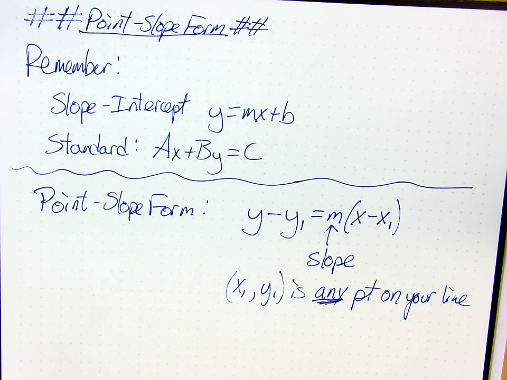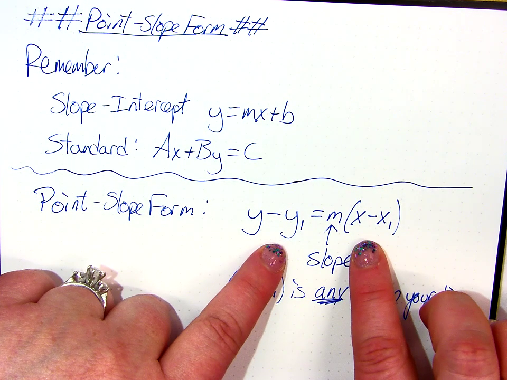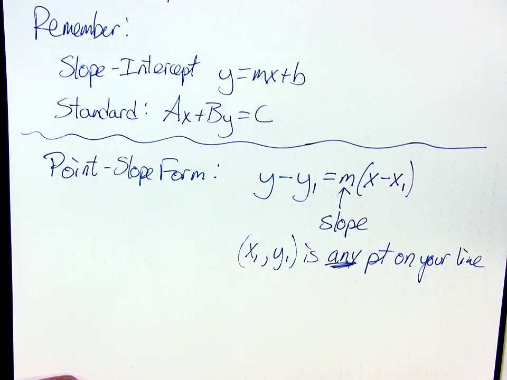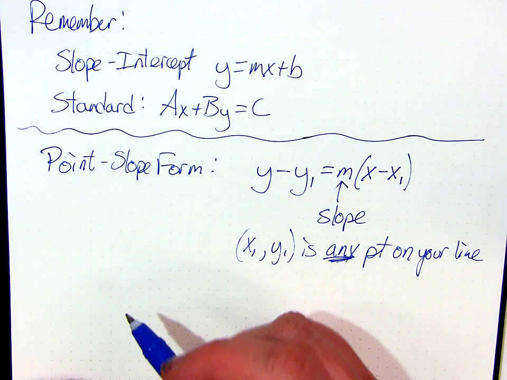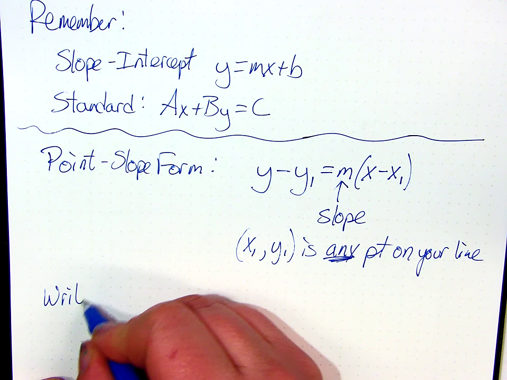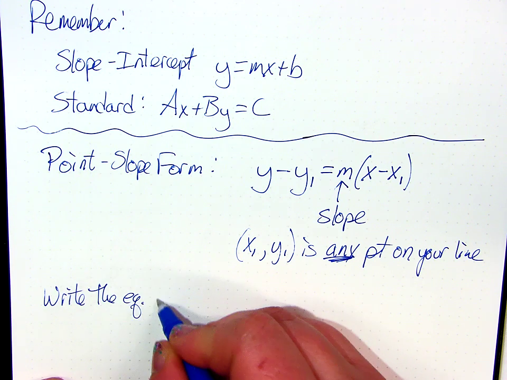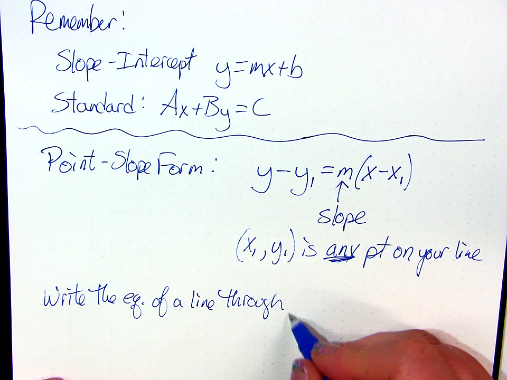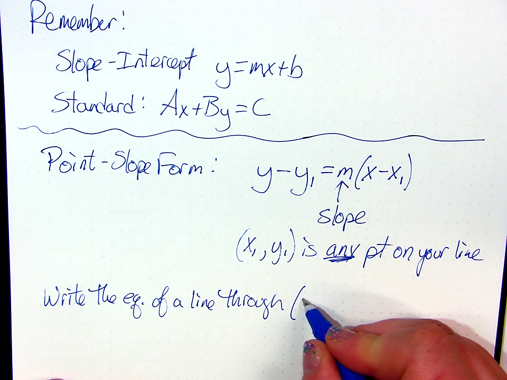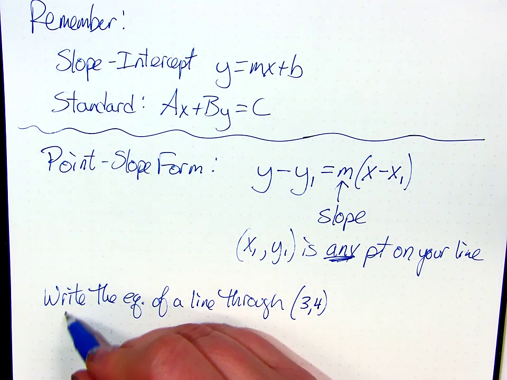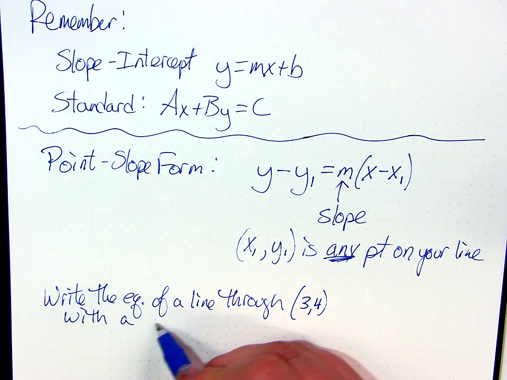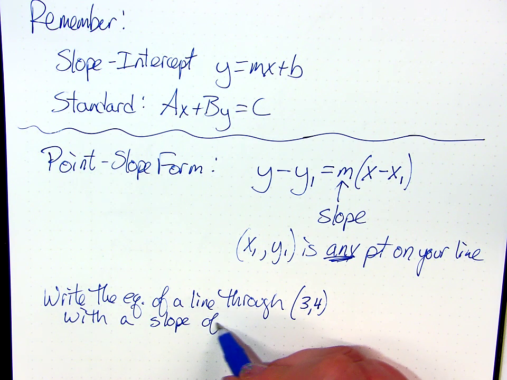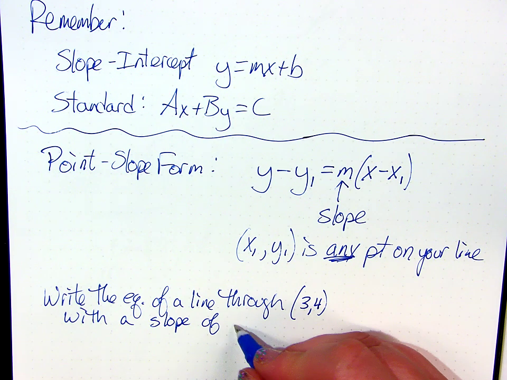Okay, so let's try this. I think it's helpful if I give you a point and a slope and then we try plugging it into this formula to see what it's going to look like. We're going to do more of this in the next chapter, but let's just jot this down. Write the equation of a line through the point, let's say, how about (3, 4), with a slope of, oh, I don't know, 2.